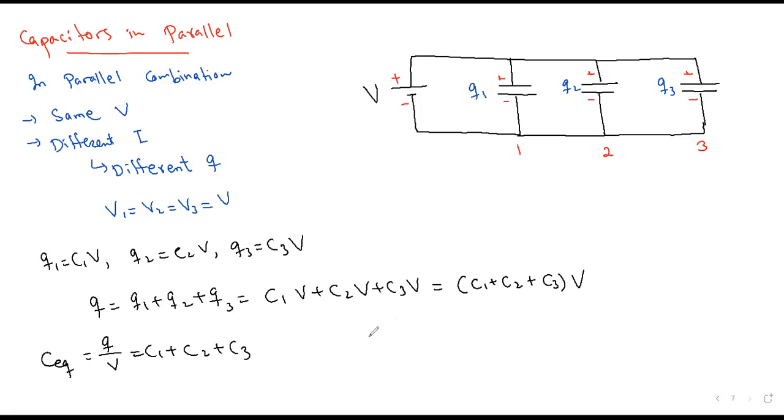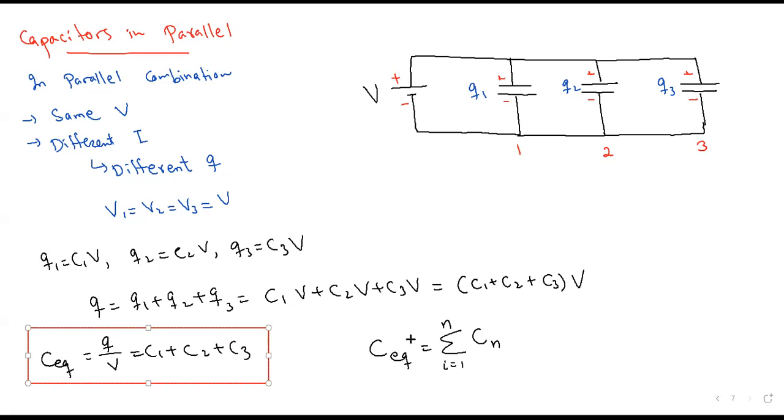So equivalently, for n number of capacitors, I can write C equivalent equals the summation over i from 1 to n of Ci. So you only have to add the capacitances as a linear combination, nothing else, and that will yield the capacitance in a parallel combination. If we have three capacitors, we get this formula, and for any number of capacitors, we have this general relation.